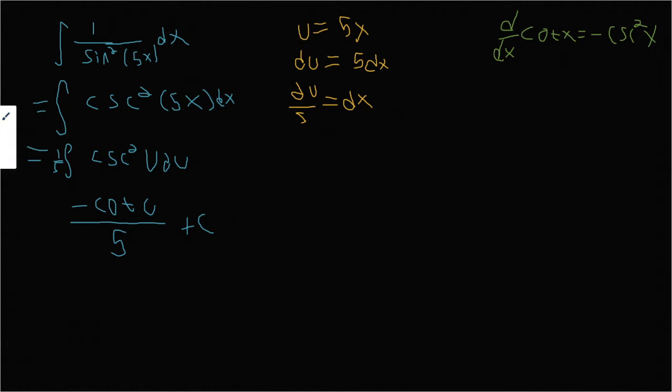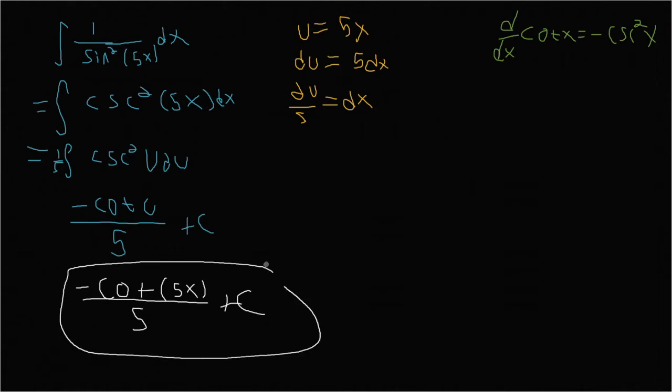And then substitute 5x back in for u, so that's going to be negative cotangent of 5x over 5, plus c. And that is our answer.